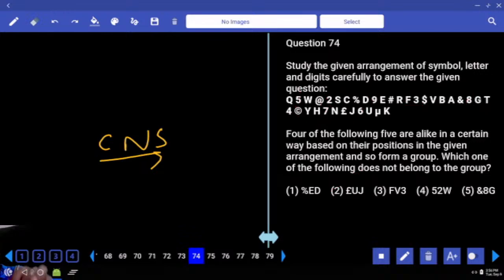Then 74, odd one out. Percentage E and D. Now percentage to E, 1, 2, 3, plus 3. And E and D, minus 2. Now plus 3, minus 2. And pound U and J. Pound and U, what do we have? 1, 2, 3, and 1, 2. 3 and 2 is the difference here.